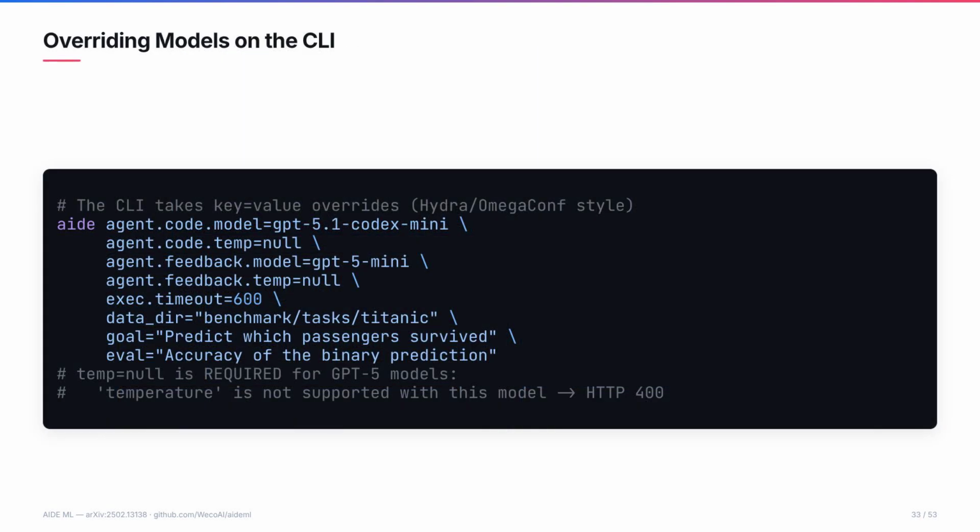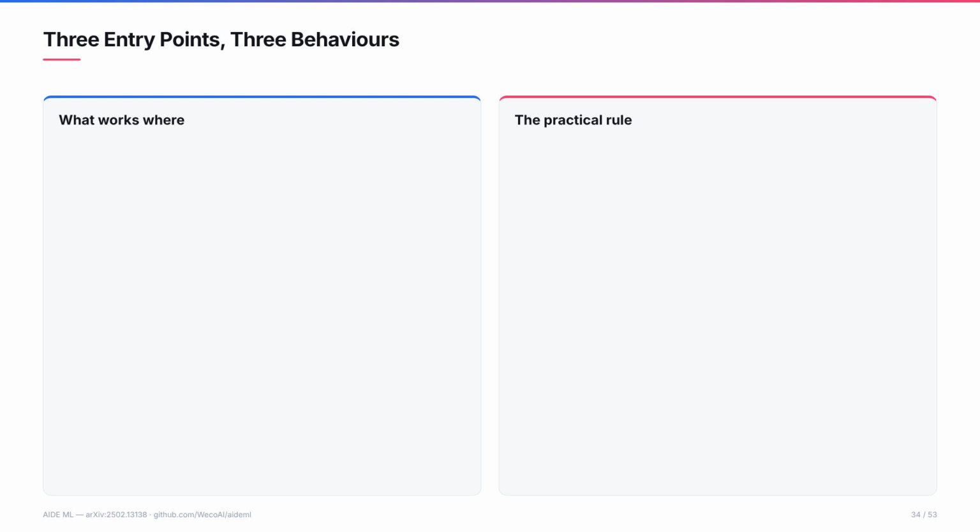Overriding is done with key=value arguments in the Hydra and OmegaConf style, not with dashed flags. 2 practical warnings from a real install. First, the shipped default models may simply not be available on your API key, in which case every call returns a 403. Second, and this catches people, the GPT-5 family rejects any temperature other than the default. You must pass temp=null, which the config layer then strips out of the request. The upstream project added support for exactly this. One more gotcha worth knowing. There are 3 ways to run AIDE and they behave differently.